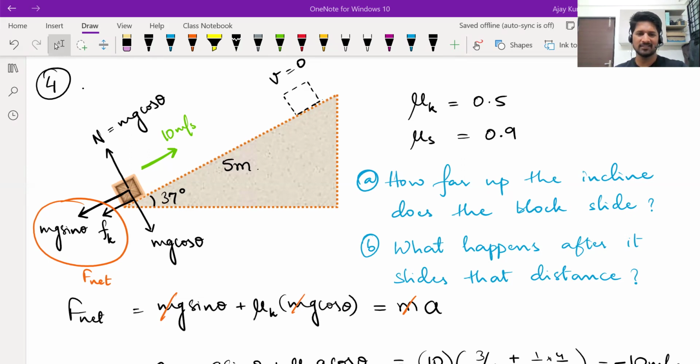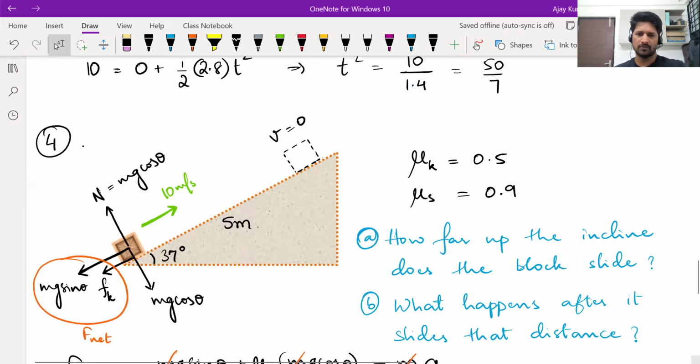Okay. See, that is what is interesting here. Listen, assume the block has reached the top. Just a moment. I'll modify the diagram.